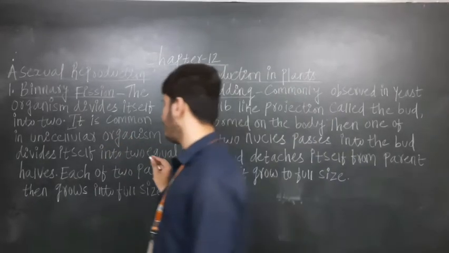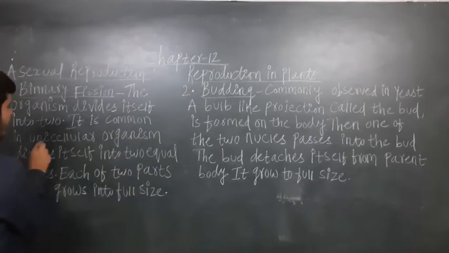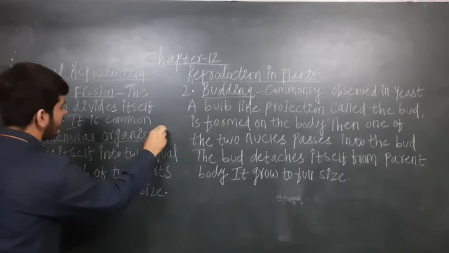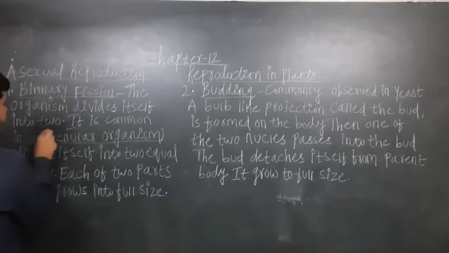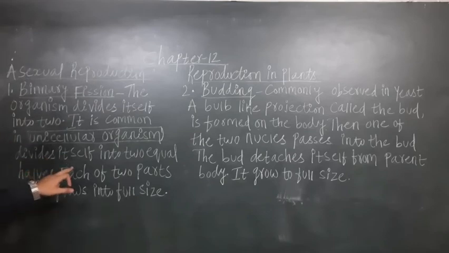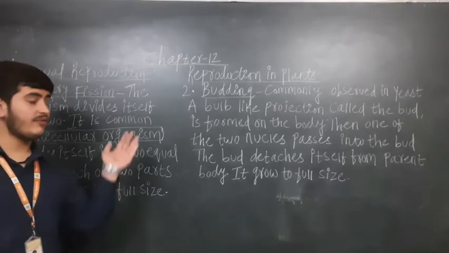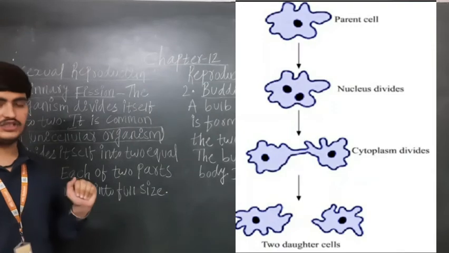Means this is where we are seeing binary fission, in the unicellular organism. Mostly in unicellular organisms, this kind of organism does binary fission. It divides itself into two equal halves. Each of the two parts then grows into full size. You can see in the picture what binary fission is. आपको दिख रहा होगा picture में clearly.